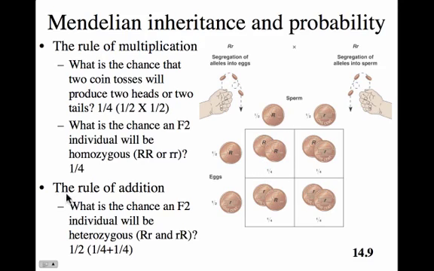There's another rule, and that's the rule of addition, and we use that to answer the following question. What's the chance of an F2 individual being heterozygous? And if you look in the Punnett square, there are actually two ways that you can be heterozygous. So to determine the chance that any given F2 individual will be heterozygous, we have to add together those two probabilities, a quarter and a quarter, and the answer is half.